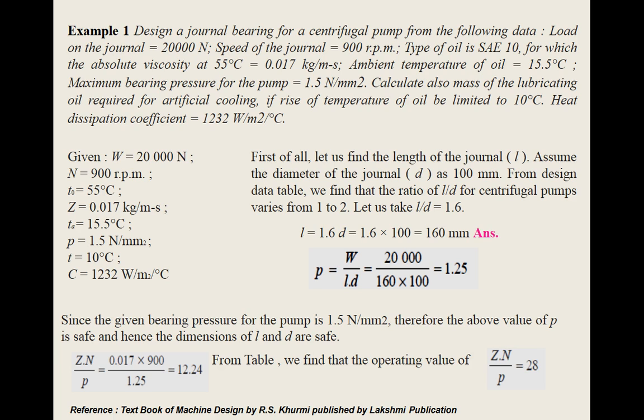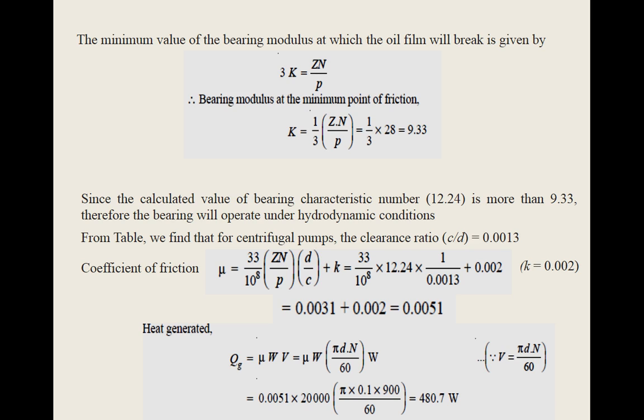If you remember, we showed a graph to find the bearing modulus K and the value of ZN by P, and we have to compare that value here. The minimum value of bearing modulus at which the oil film will break is given by 3K equal to ZN by P. We have taken 3 times the bearing modulus for the minimum oil thickness.